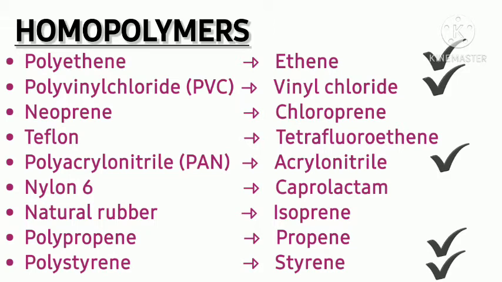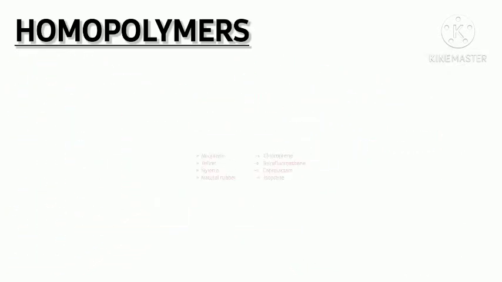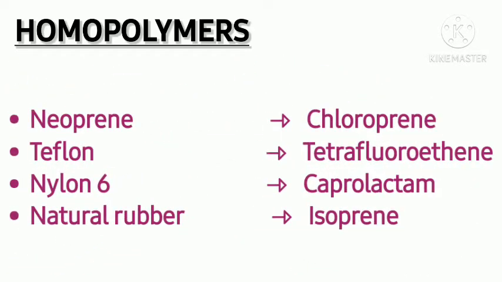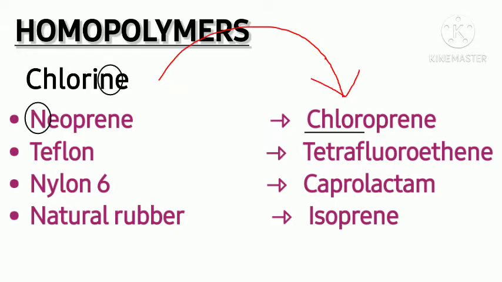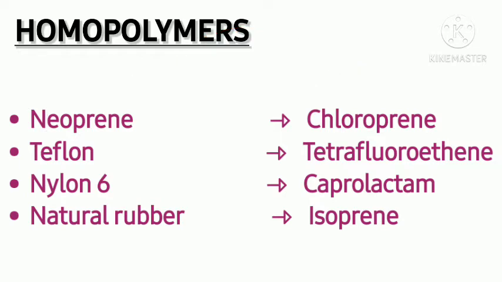As we don't face any problem while remembering these monomers, let's remove them from the list and see what we are left with. What remains are these four polymers with mismatched names of their monomers. The monomer of neoprene is chloroprene, and we can link N from neoprene with N from chlorine. The monomer of Teflon is tetrafluoroethene, and the word Teflon is just like the short form of the word tetrafluoroethene.